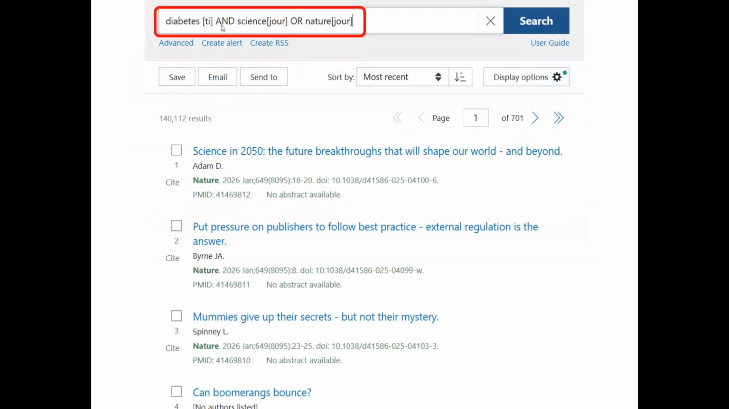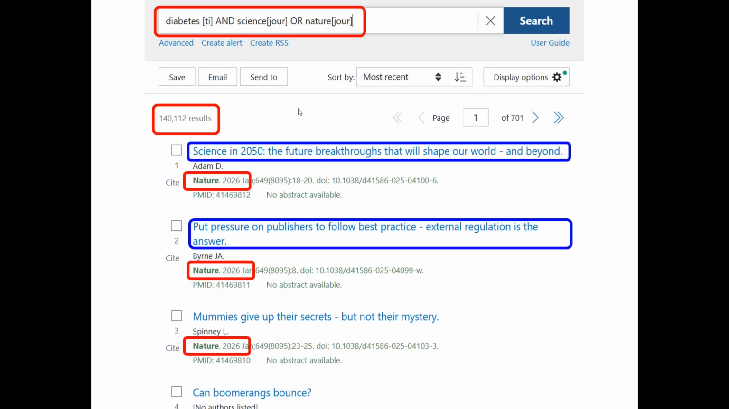So if I write diabetes in title and science or nature, again, the result that I'm getting is not what I expected. I'm getting a huge number of articles, which I didn't expect because I don't think that many articles have been published in these two journals about diabetes, or at least with diabetes in the title. And when I look at the journals, I see Nature in here, but there is no diabetes. So why has this happened? It means that the search phrase or the syntax that we have written in here is not working correctly.